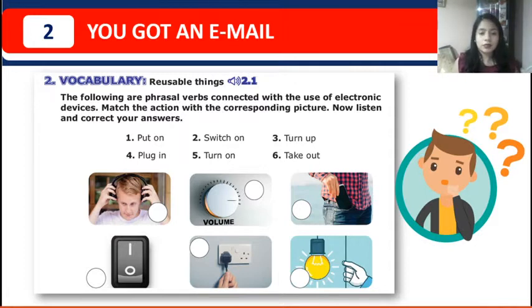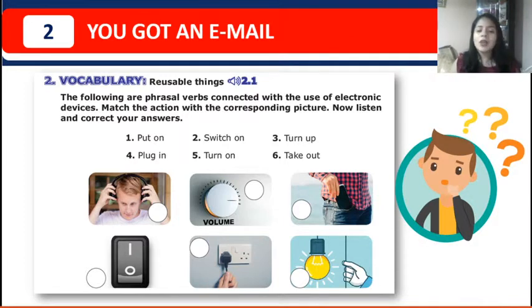Put on, put on. Switch on, switch on. Number 3, turn up, turn up. Number 4, plug in, plug in. Number 5, turn on, turn on. And number 6, take out, take out. Listen, some of these you have already seen, yes, but now they have another meaning. You must relate them correctly.